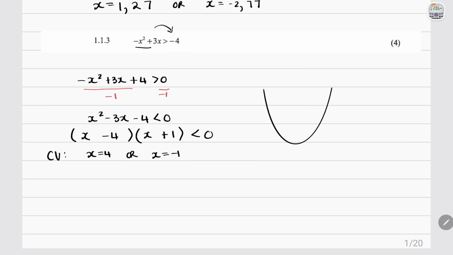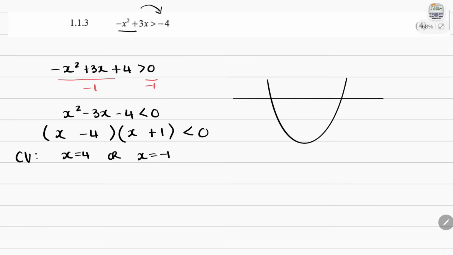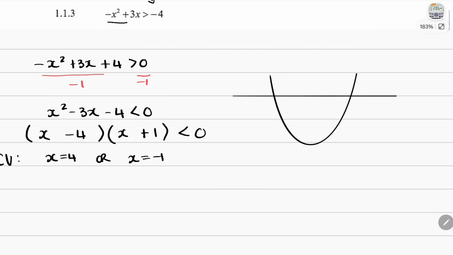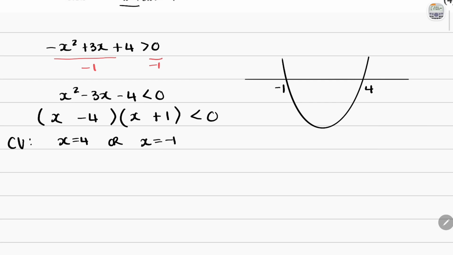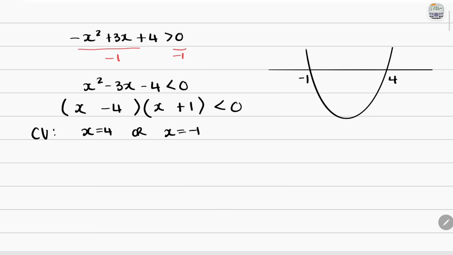So we know what our parabola looks like, and we can put down an x-axis so that we can put down our critical values. Our critical values are 4 and negative 1. The 4 will go on this side because it's the bigger value, and the negative 1 is on this side. So we'll have -1 and then 4. Now let's go ahead and answer the question. The inequality is specifically saying that x squared minus 3x minus 4 is less than 0.